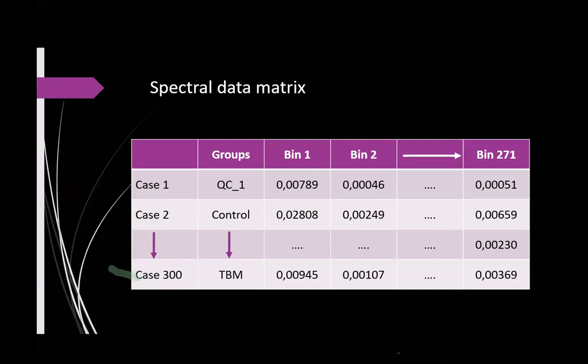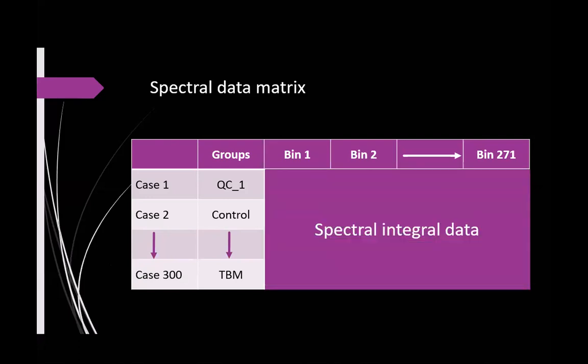For our experiment with our master's student, we identified 271 bins. So you can see the columns there going from bin 1, bin 2, all the way to bin 271. And on the rows from case 1 to case 300 of different groups, you've got your quality controls, your control samples, and at the bottom there is an example of a meningitis, TB meningitis. So you can imagine this matrix is quite large. It's 271 columns wide and 300 rows long, and it's going to be lots and lots of numbers. I didn't want to put a giant matrix table there because it is meaningless to us, but it's important to a stats person. For us, we're just going to say this is spectral integral data.